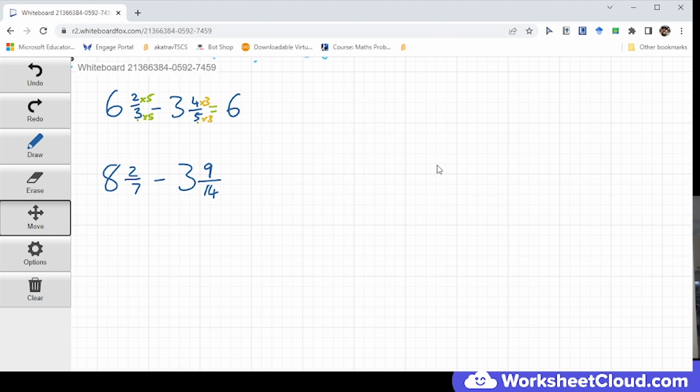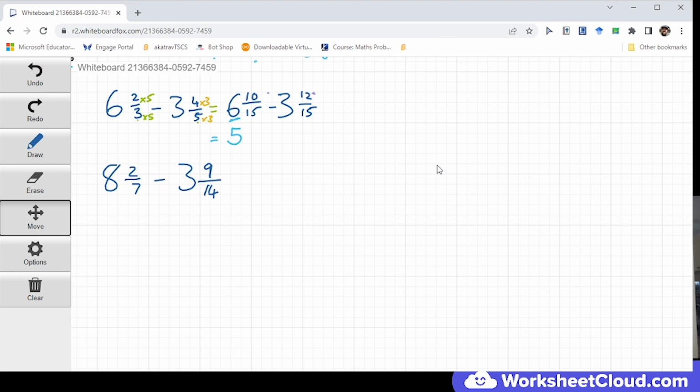This now becomes 6 and 10 over 15 minus 3 and 12 over 15. And you should be able to see that we can't take 12 away from 10. So now we're going to have to borrow. Now here comes the practice of what we were just talking about. My whole number is going to go down by 1. I'm going to write this underneath so we can just keep things in place. Oops, not by 2, by 1.